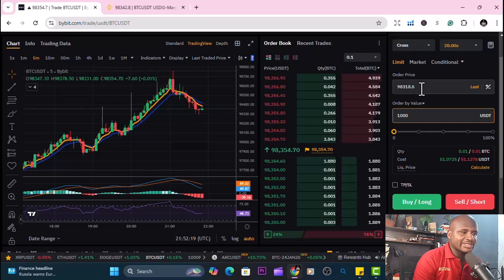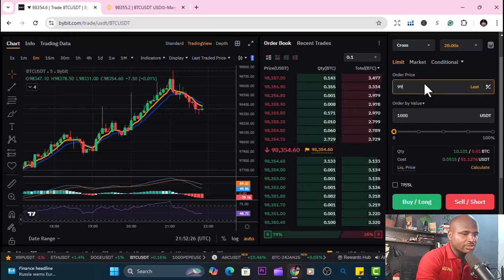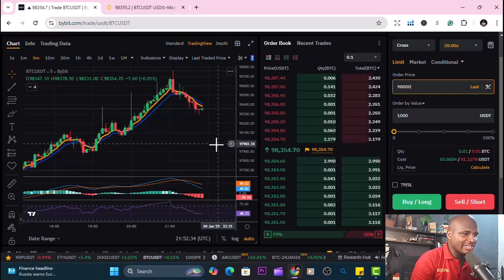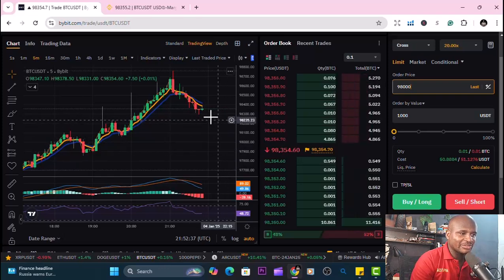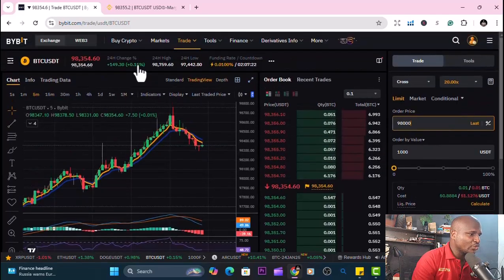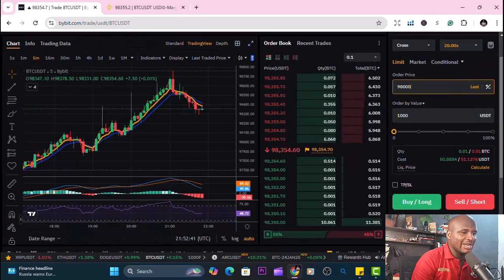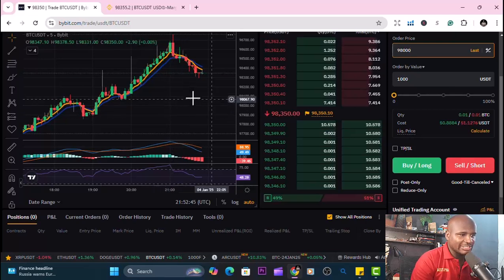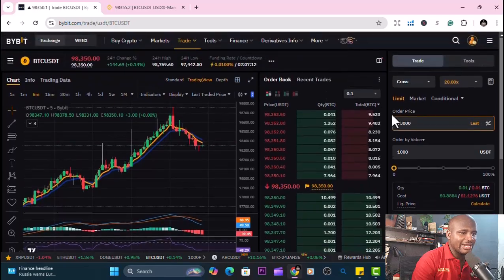This is very important. So you want to buy at 98,000, so you put it at 98,000. If Bitcoin gets to 98,000, it's currently at 98,400 or so, 98,354. But I want to long the market when it gets to 98,000. So I'll say at 98,000, execute the order.